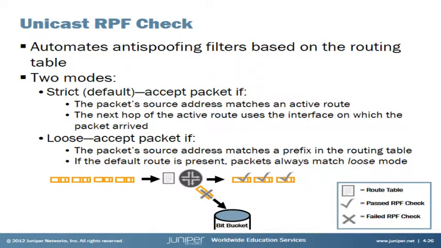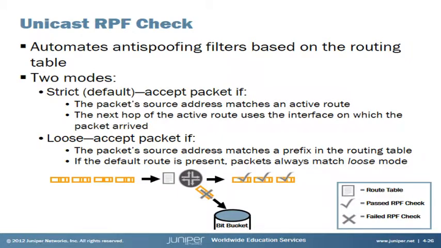mechanism. We have strict mode and loose mode, and with the strict mode, we're going to accept the packets if the packet source address matches an active route, and the next hop of the active route uses the interface on which the packet arrived. And the loose mode is accept the packet if the packet source address matches a prefix in the routing table, and if the default route is present, packets always match the loose mode. So that's the downside of that.